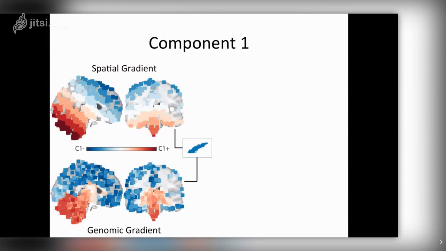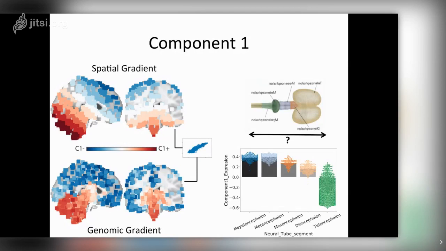But we felt that perhaps a more elegant description of this gradient might be that the component differentiated brain regions based on their rostrocaudal position in the developing human brain. So as you can see here, component 1 expression is lowest in regions that originate in the telencephalon, and increases as one moves caudally along the neural tube to regions originating in the metencephalon and myelencephalon.